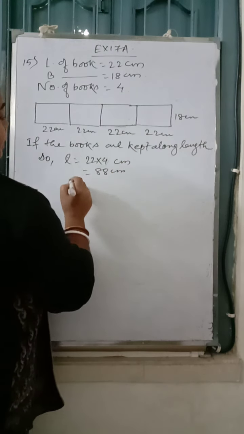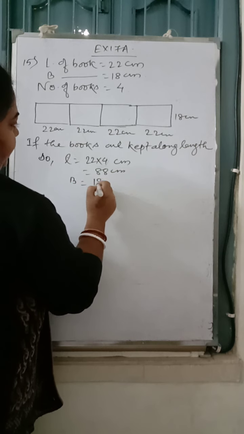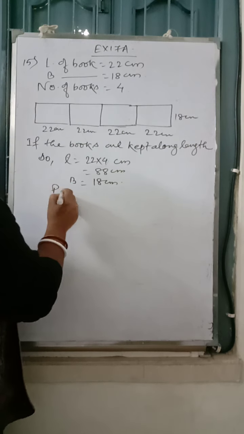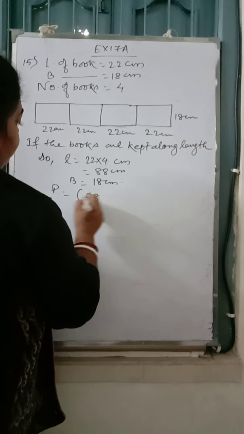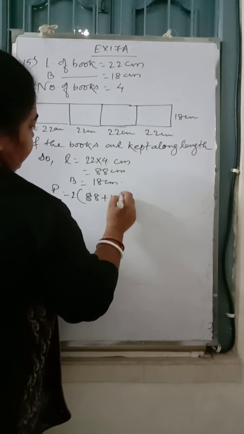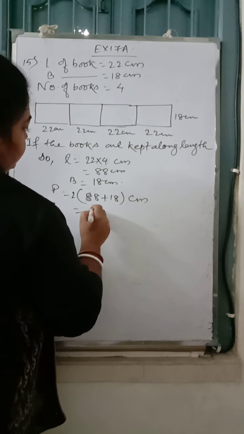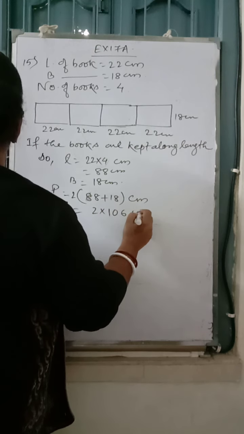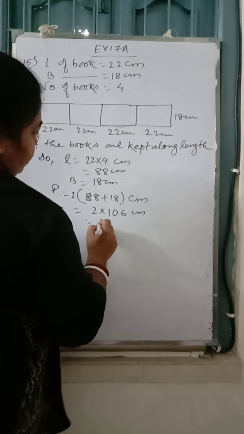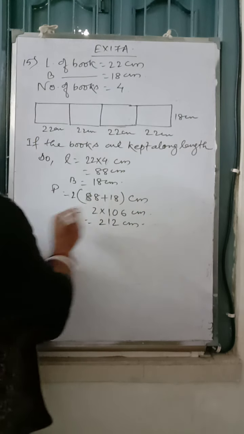But breadth remains as it is, isn't it? You can see the breadth is 18 centimeter only. So what would be the perimeter? 2 into 88 plus 18 centimeter, 2 into 106 centimeter, or this is 212 centimeter.